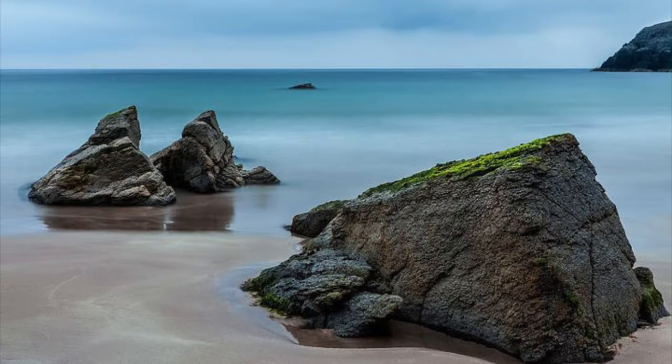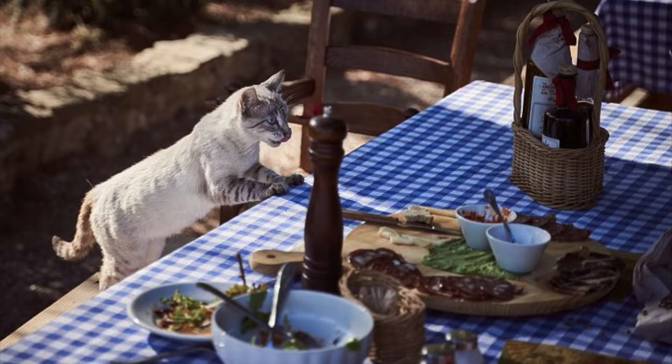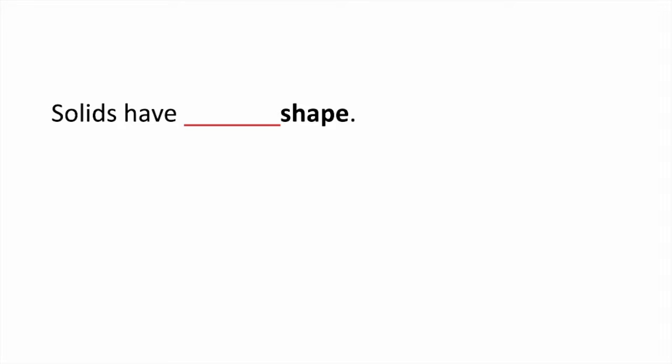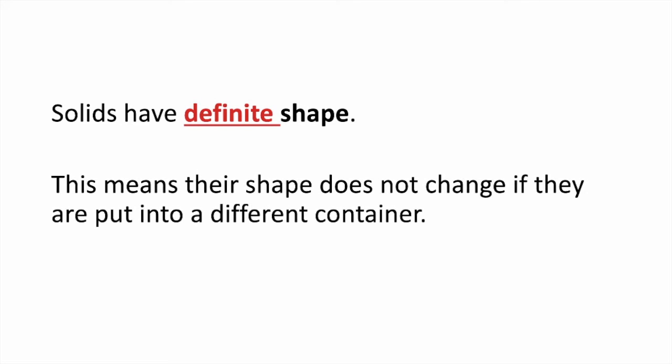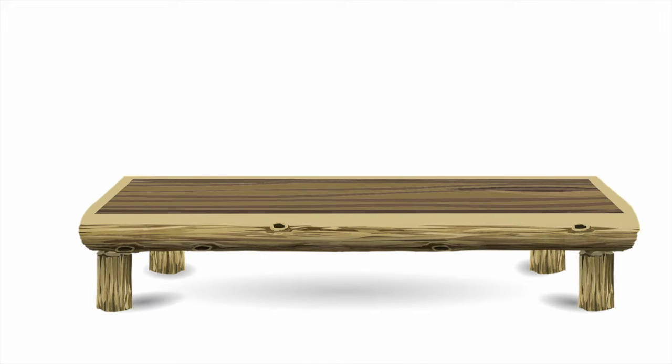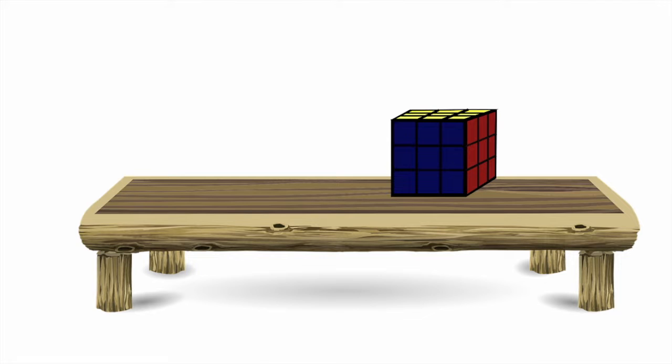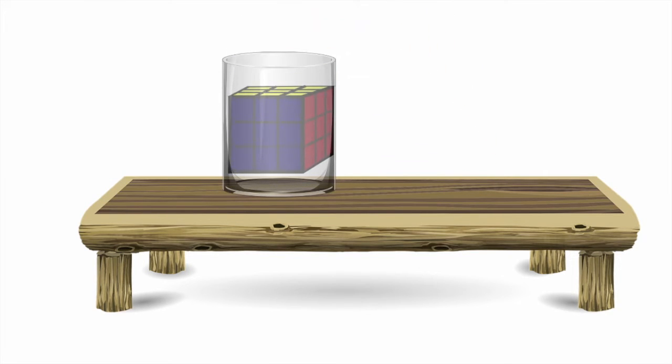Let's start with solids. Examples of solids include things like this rock, or this table, or this Rubik's Cube. Solids have definite shape. This means their shape does not change if they're put into a different container. We could take this Rubik's Cube here, and we could put it into this glass, and its shape is not going to change.